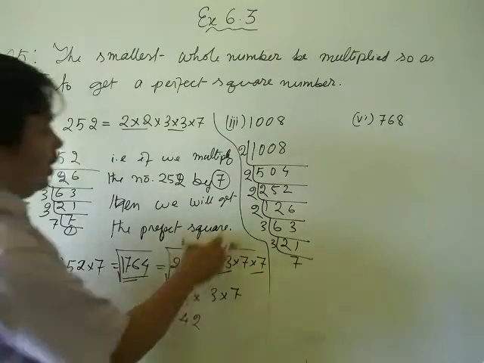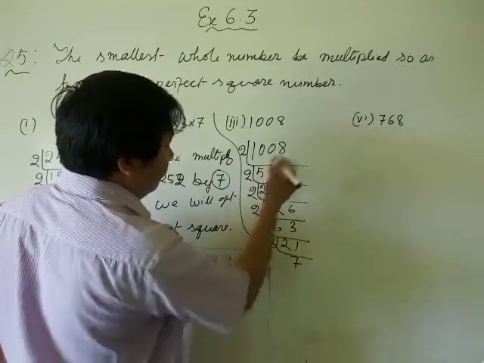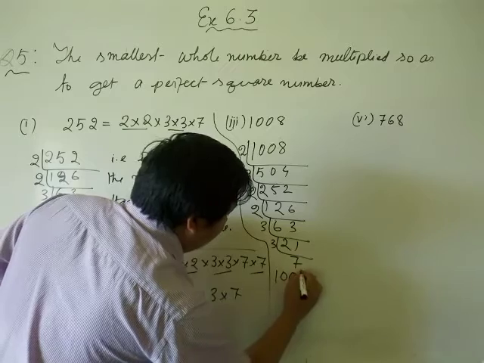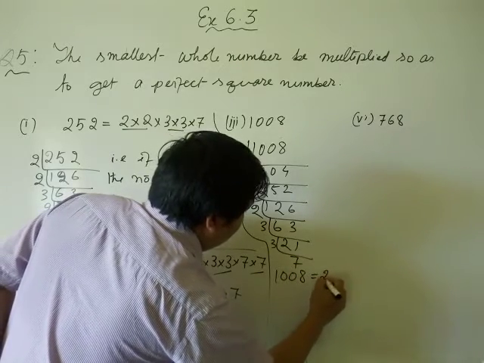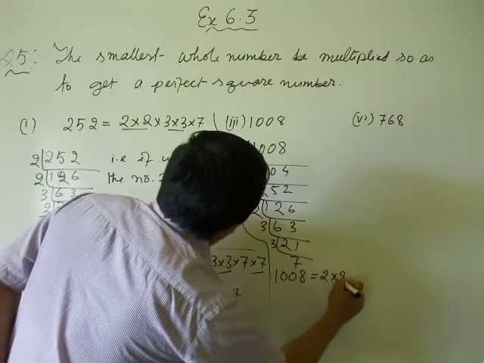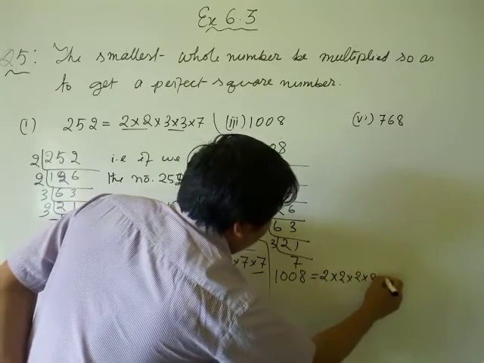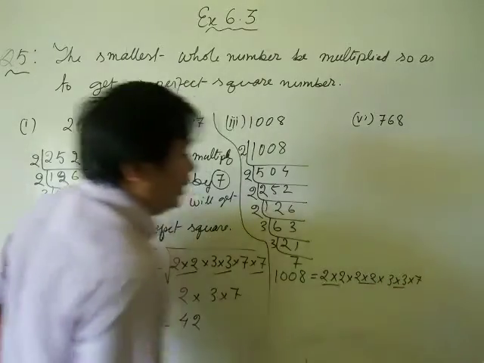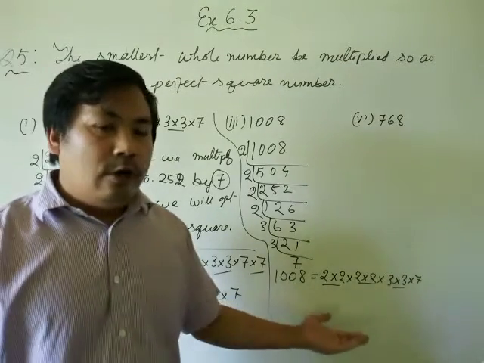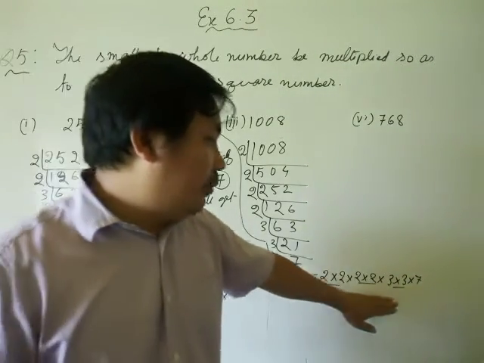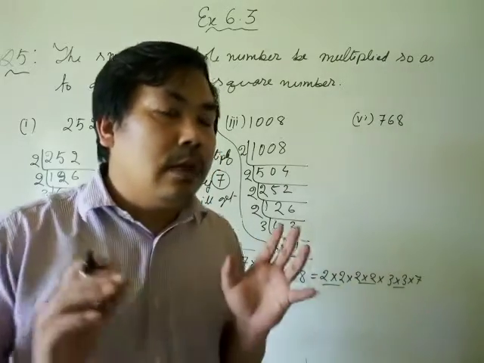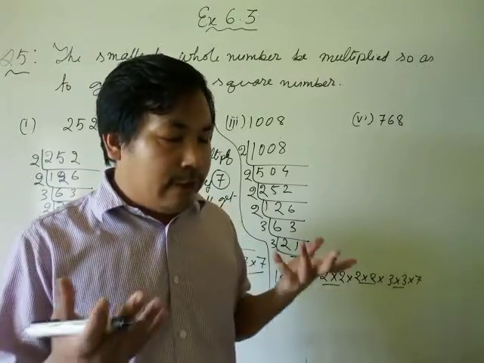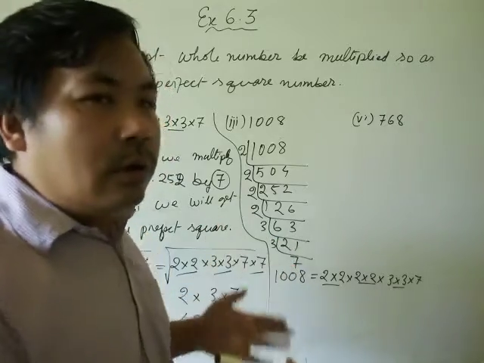So here you can see, we can group 2 to here. For example, 1008 can be written as the product of prime factors: 2 into 2 into 2 into 2 into 3 into 3 into 7. So these two can be paired, they can be grouped to find out the square root of the given number. But we cannot find the square root of this number because it is not a perfect square. If there is no perfect square, we cannot find out the square root of it, isn't it? Yes, we cannot find out the square root of a number which is not a perfect square.